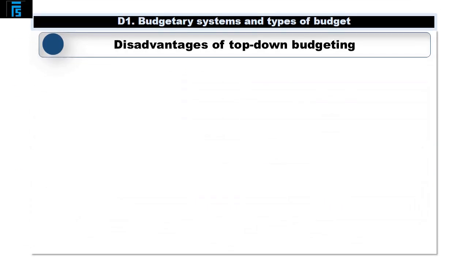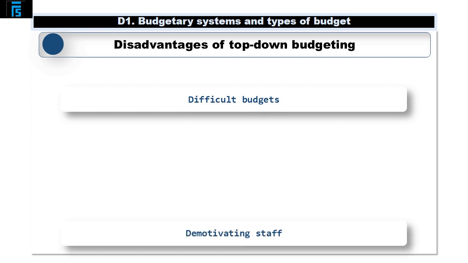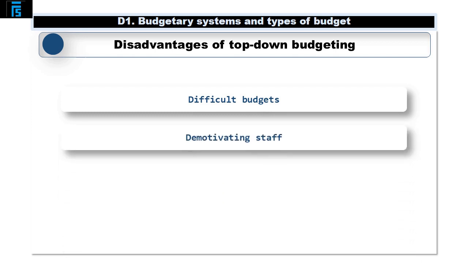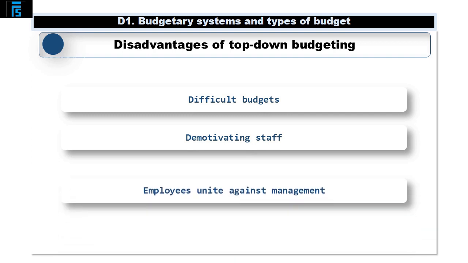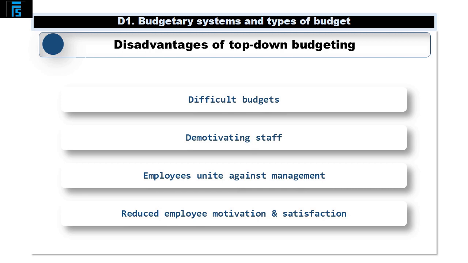The disadvantages associated with top-down budgeting might include: senior management may come up with unrealistic targets. This will serve to only demotivate the staff, reduce their productivity, and ultimately increase staff turnover. Budget pressure can result in employees uniting against management. An absence of staff involvement in setting the budget can result in reduced motivation and reduced employee satisfaction.